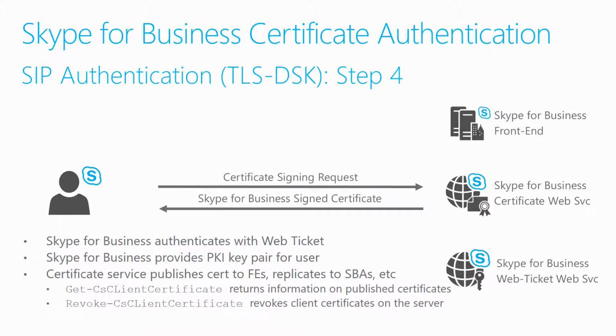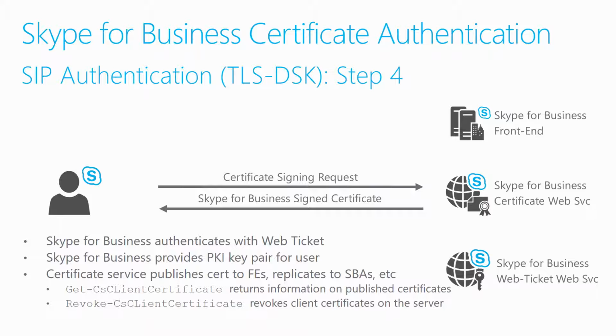If you want on the server to understand what certificates have been issued, you can use the Get-CsClientCertificate cmdlet to return a list of all the certificates that your server infrastructure has issued so far. And if you need to revoke any of the certificates, you can do that with the Revoke-CsClientCertificate cmdlet. And this is also something you want to keep in mind.